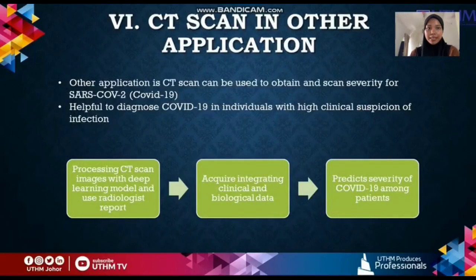For question number 6, CT scan and other applications. Another application of CT scan is that it can be used to obtain and scan the severity of SARS-CoV-2, also known as COVID-19, as it is helpful to diagnose COVID-19 in individuals with high clinical suspicion of infection. The process is by processing the CT scan images with a deep learning model and using a radiologist report, and then this data will be integrated with clinical and biological data, and the results will predict the severity of COVID-19 among the patients.